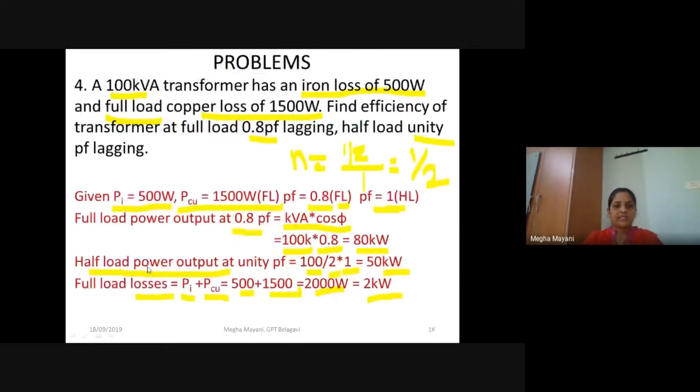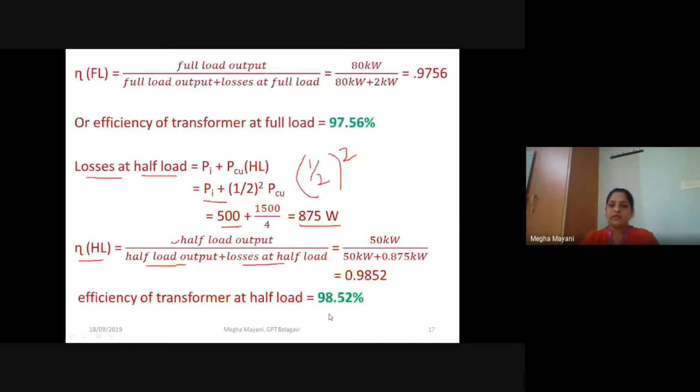Yes, you have calculated the total power at half load, which is around 50 kilowatts. So the same can be substituted here, 50 kilowatts and 50 kilowatts. And what about the losses, friends? We have got 875. So it is in watts. Since we have the other two terms in kilowatts, better you convert this also and substitute. Or you can convert all the parameters in watts and substitute, any of the ways which is convenient to you. So I have adopted kilowatts. So 875 watts will be equal to 0.875 kilowatts.